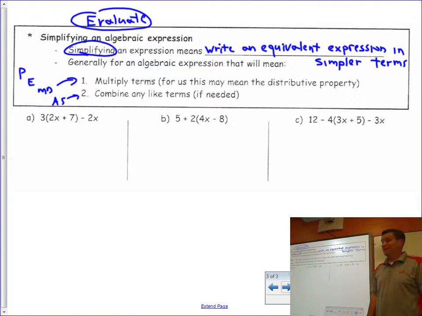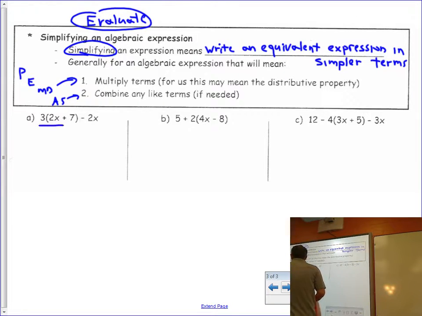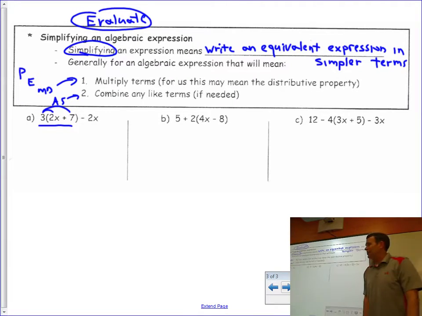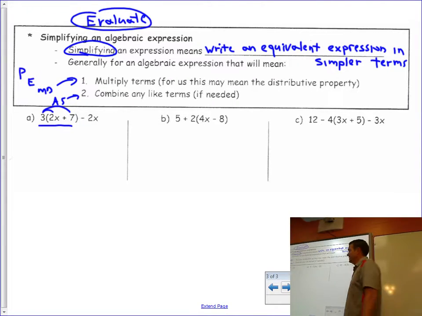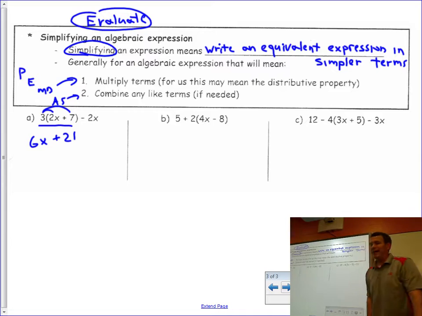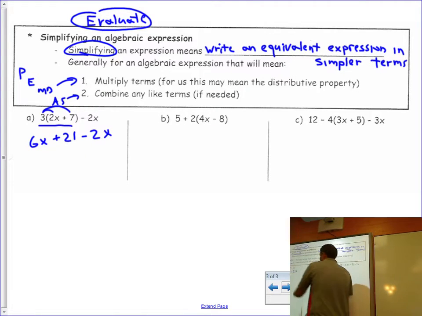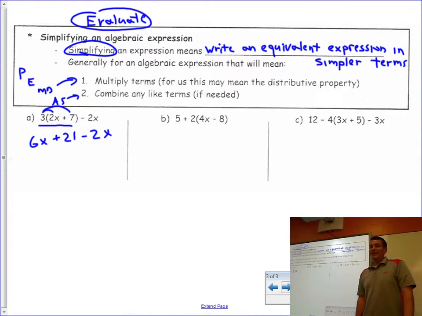So an example A. I have two things to do. I need to multiply, and I need to combine like terms. And the first thing I'm going to do is I'm going to multiply. I'm going to multiply the 3 times the 2x and the 3 times the 7. 3 times 2x gives me 6x. 3 times 7 gives me 21. And I haven't used the minus 2x yet, but I'm going to bring it down.